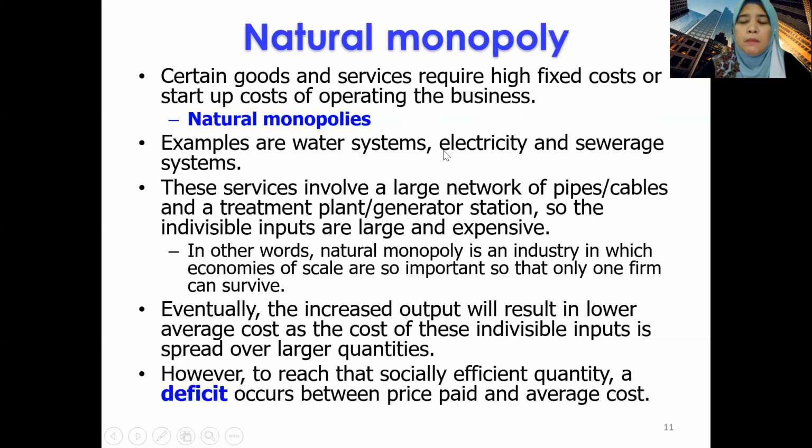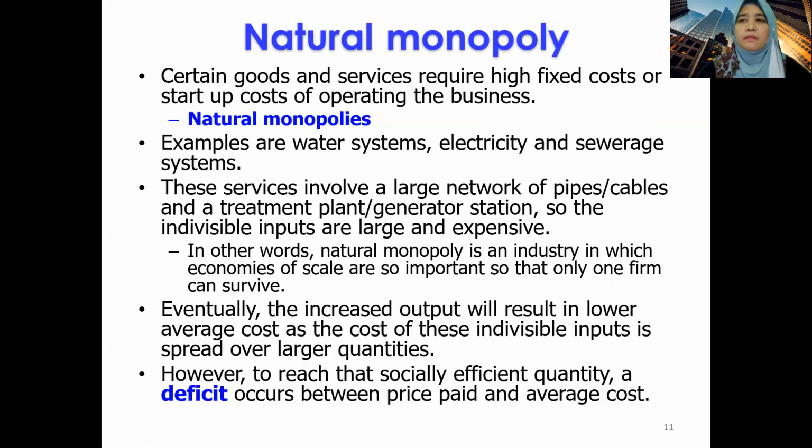Examples are water systems, electricity, and storage systems. These services involve a large network of pipes or cables. In the case of water systems and storage systems, they involve pipes, but for electricity, they involve cables. And a treatment plant, so in the case of water system and storage, maybe treatment plants. For electricity, it involves a generator station. So the indivisible outputs are large and expensive. The plants are so massive, so costly.